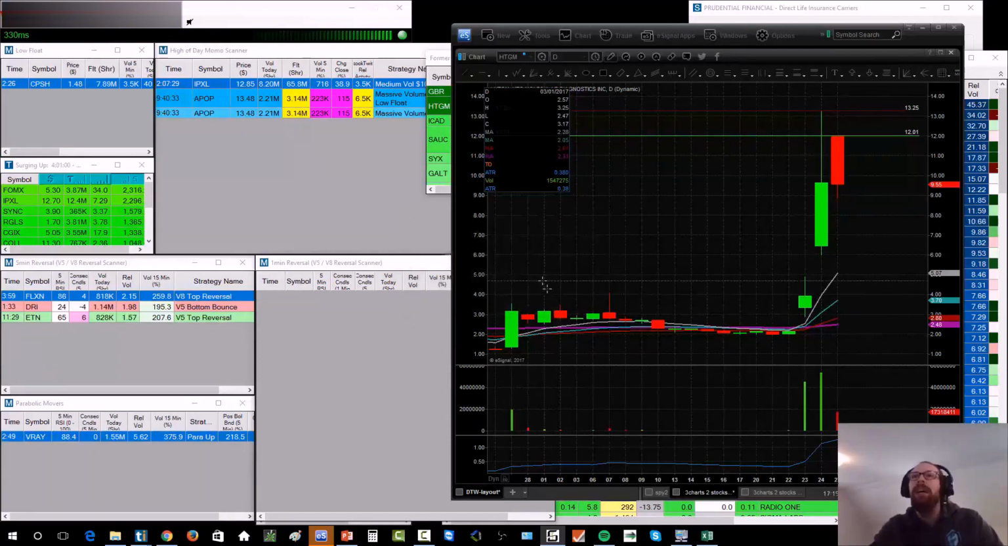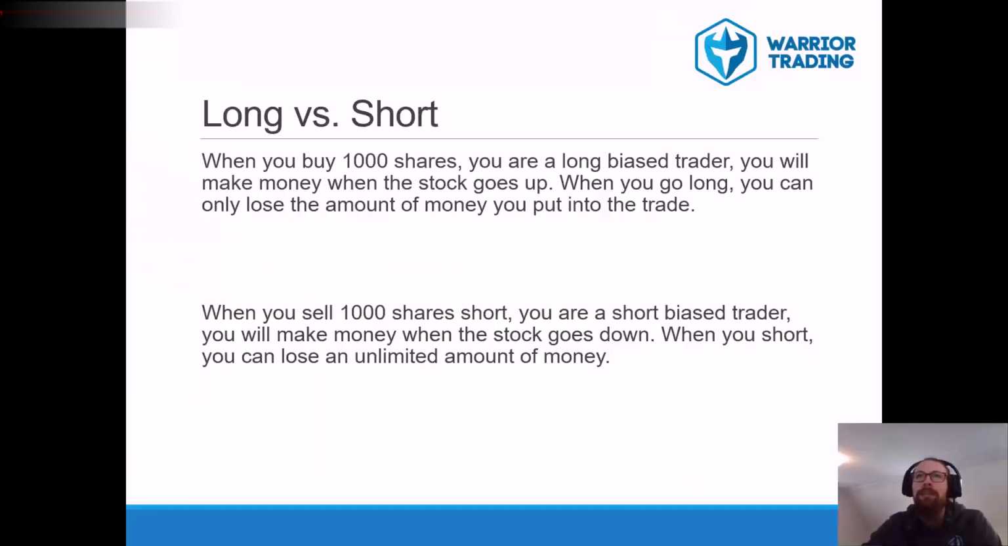Okay, so we'll come back to that. We'll come back to the simulator in a few minutes, but for right now, I just want to make sure you guys understand the difference between being long and short, and most importantly, to realize that when you short stocks, you can lose potentially an unlimited amount of money. So there's a lot more risk there.